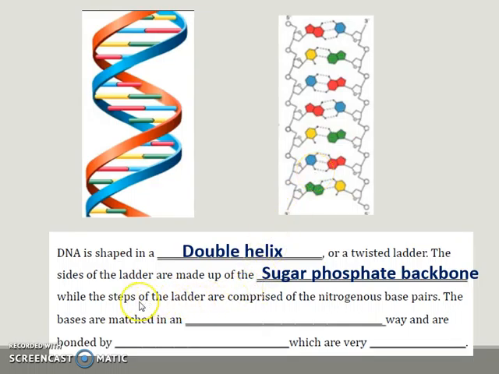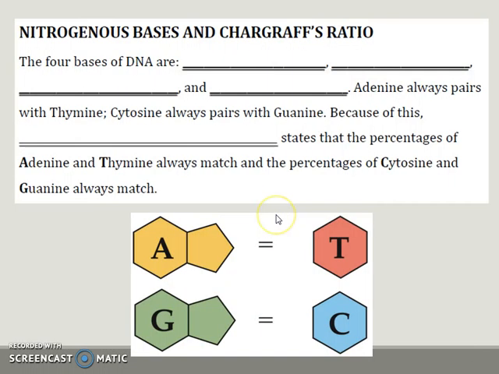The bases are matched in an anti-parallel way and are bonded by hydrogen bonds, which are very weak. So here you can see how they're not really connected to each other. They're actually connected by these little dots. These are representing hydrogen bonds, and they're very easy to break.